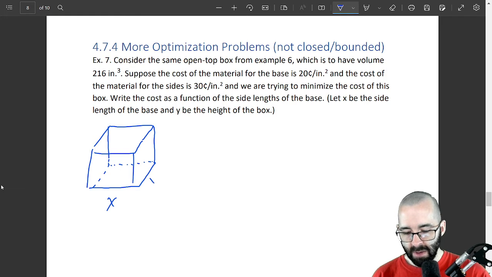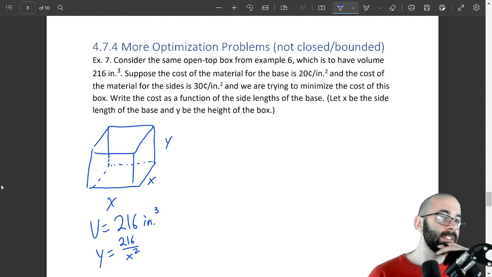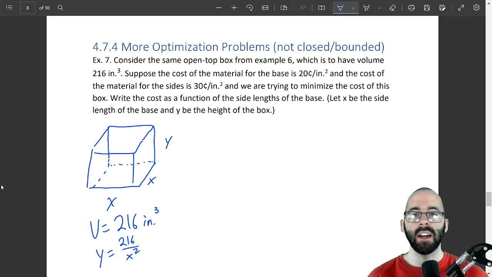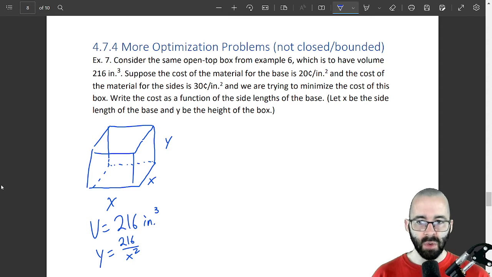All right, so same base, same volume, 216 inches cubed, which again, just like before, means that y is equal to 216 over x squared. And this time, we're looking at building this box. The cost of the material for the base is 20 cents per inch squared, and the cost of the material for the sides is 30 cents per inch squared. And we're trying to minimize the cost now.